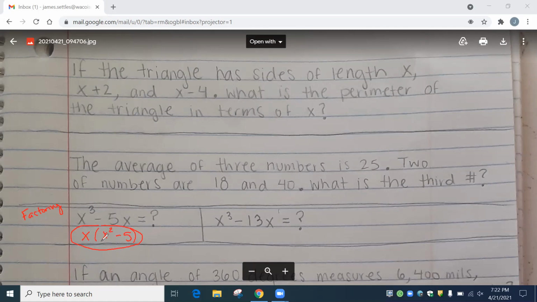Normally you would see this and you would multiply this, do what's called the distributive property. I taught you to do mountaintops. So I would do mountaintops here, and then you would get this as your answer. So this is just going backwards. It's taking an x out of both of them.